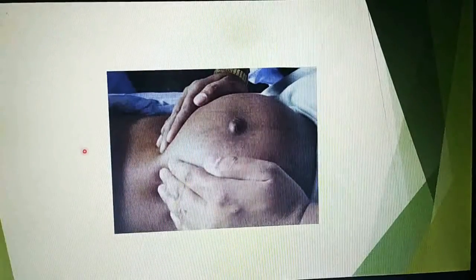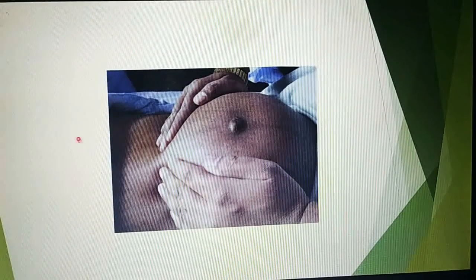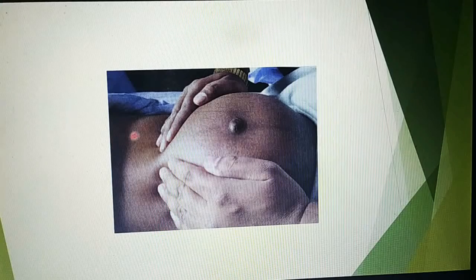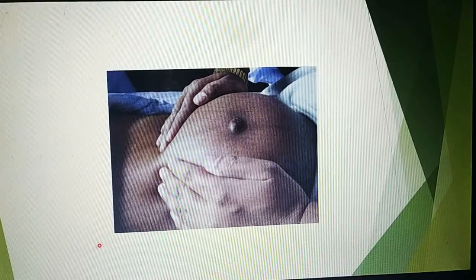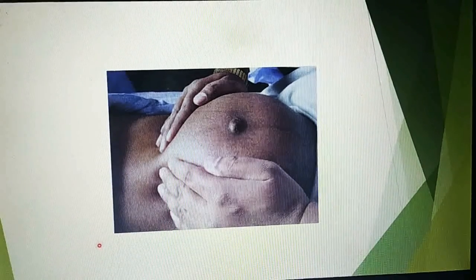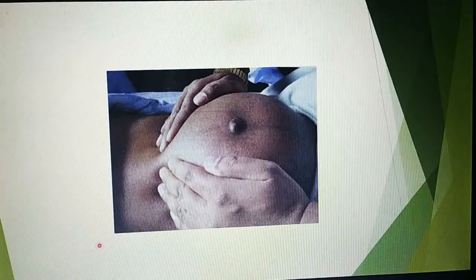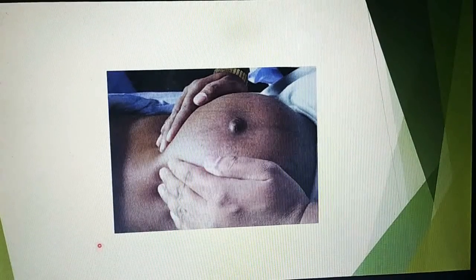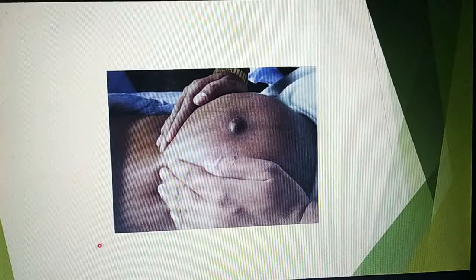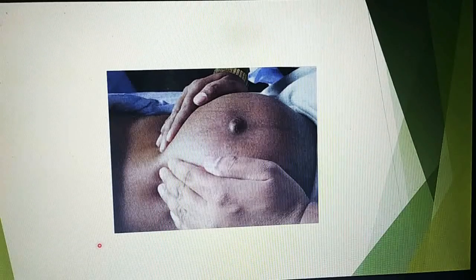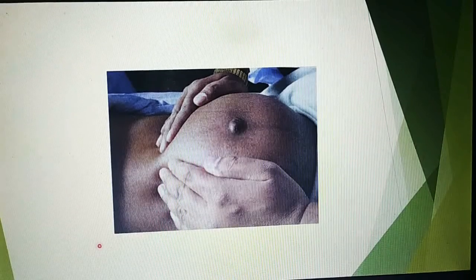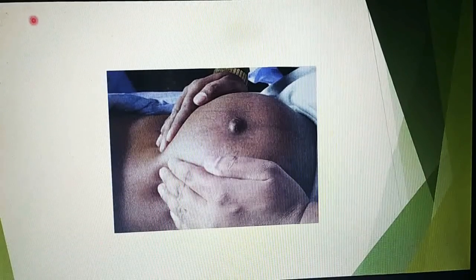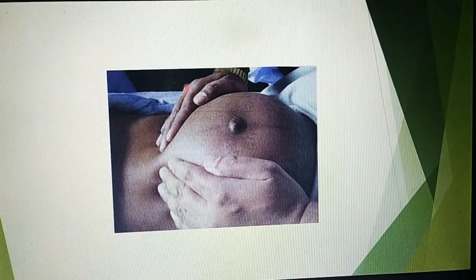First of all, this is the first Leopold maneuver or first grip, that is fundal grip. So this is the fundal grip or first Leopold maneuver procedure. During grip examination, for the first three grips you should face towards the face of the patient, and during the fourth grip examination, you should face towards the patient's legs. So this is the first grip or first Leopold or fundal grip.